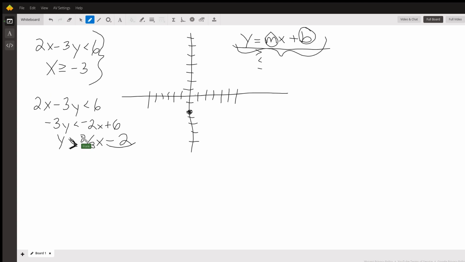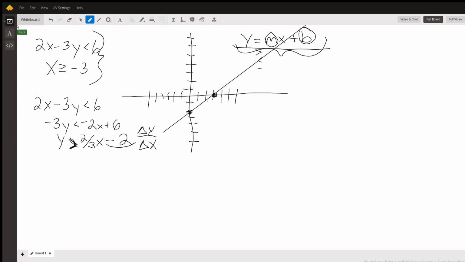2/3. It's the change in y divided by the change in x. That's what slope is. Change in y, that triangle means delta or change in. Change in y divided by change in x. So it goes up 2 and then over 3. And that's another point. And then just connect them. Does this program have a line? I think it does. It does. So it looks something like that.